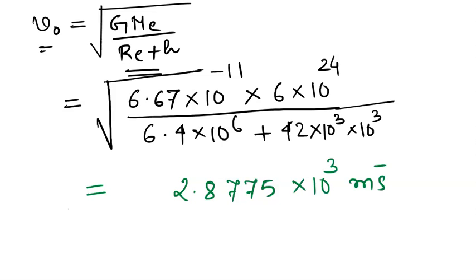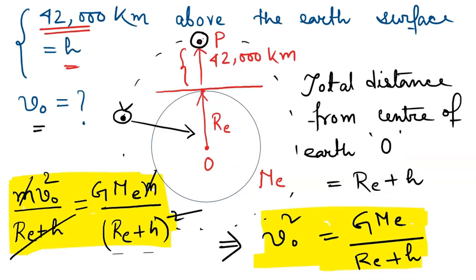So this is the required orbital speed of this communication satellite. This is the answer of this question. The concepts we have to use in this question are the centripetal force, the concept of the gravitational force, and the formula of the orbital speed.